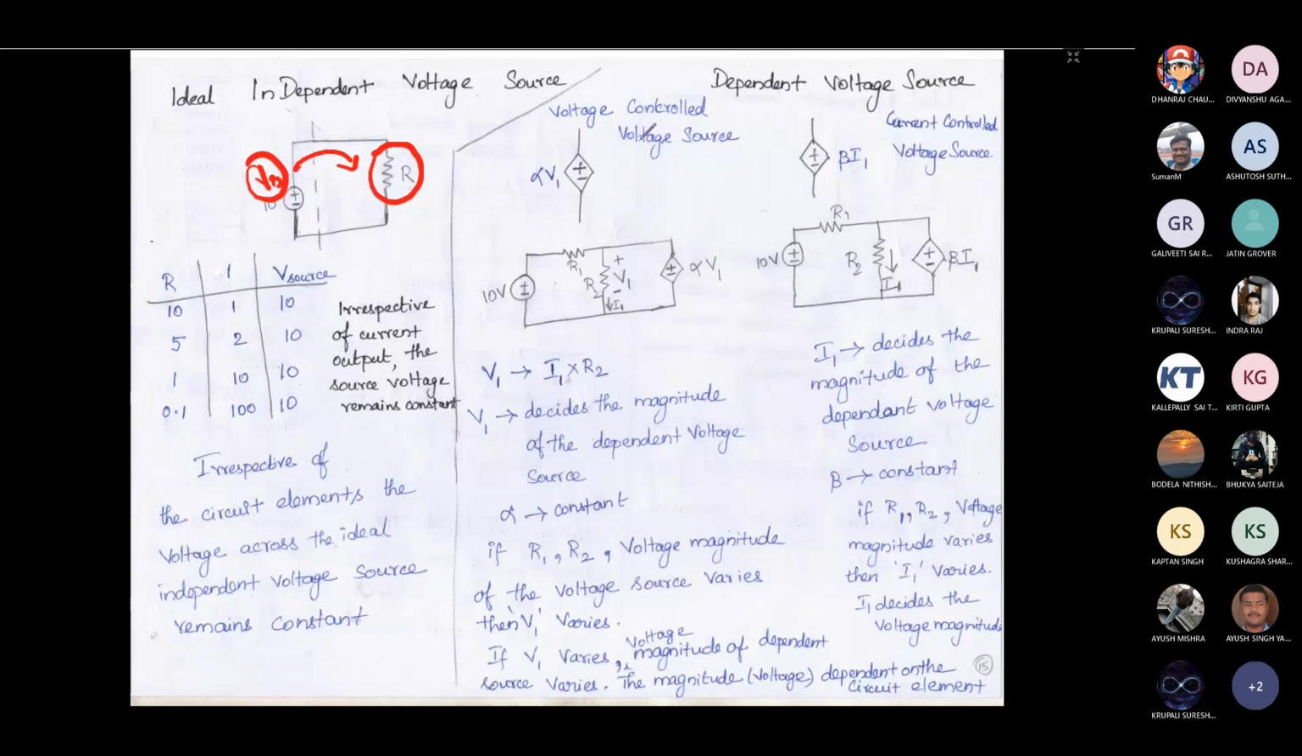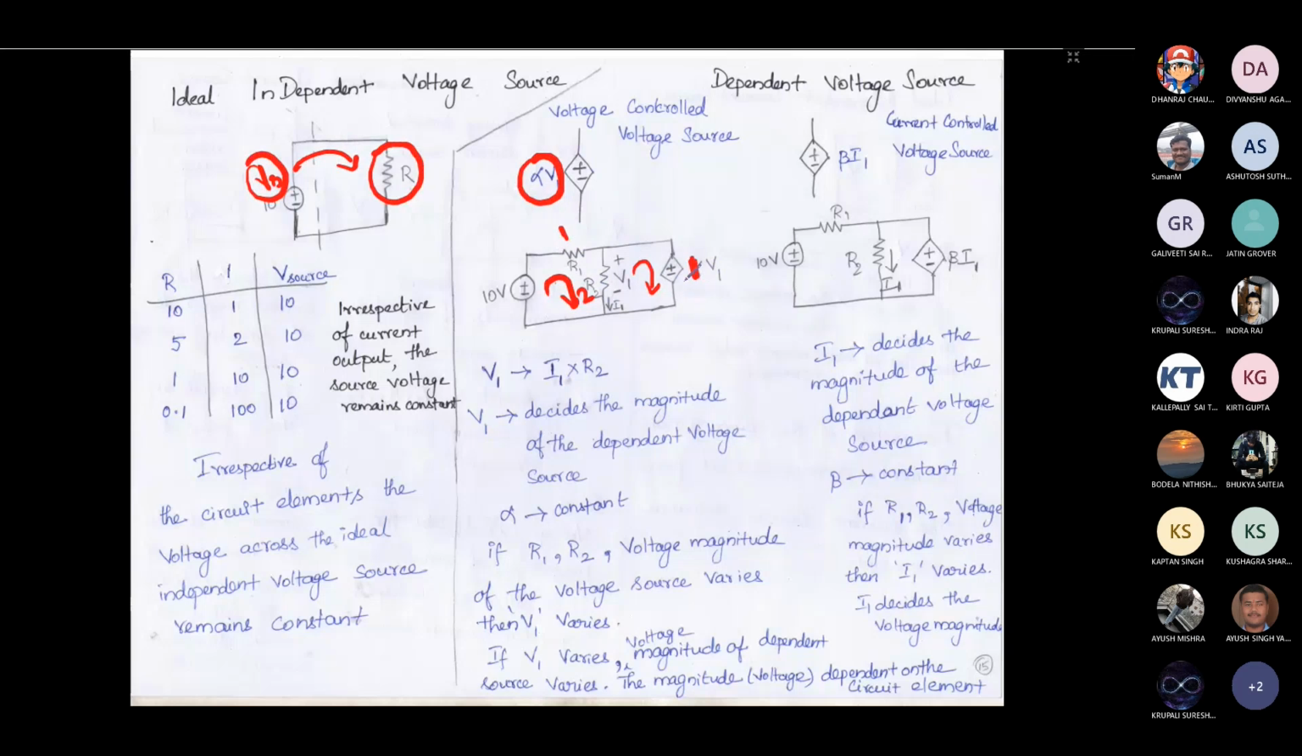Now, the voltage magnitude of this dependent voltage source is going to be decided by some other element. How will I say it? Let us consider a simple circuit. In this circuit, we are going to have a current flow here and a current flow here. This R1 will have some value. Let's say R1 is 1 and R2 is 2. Let's consider this alpha is a constant for the time being, with alpha as 1.